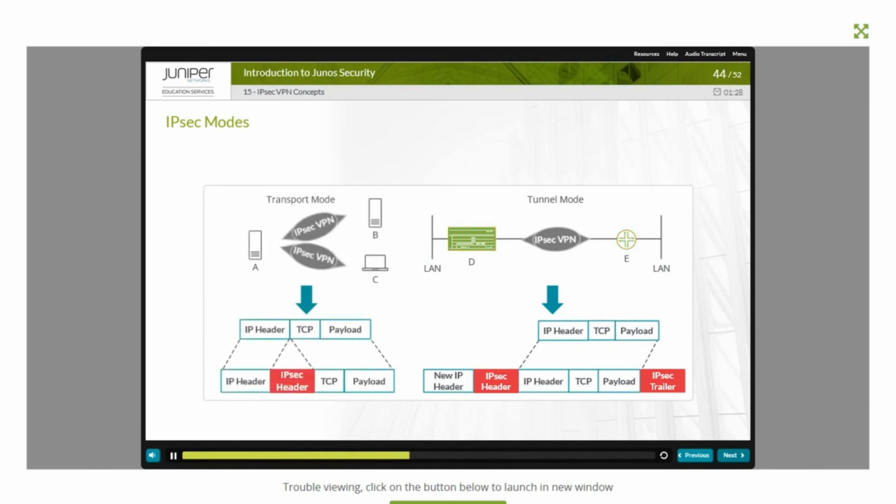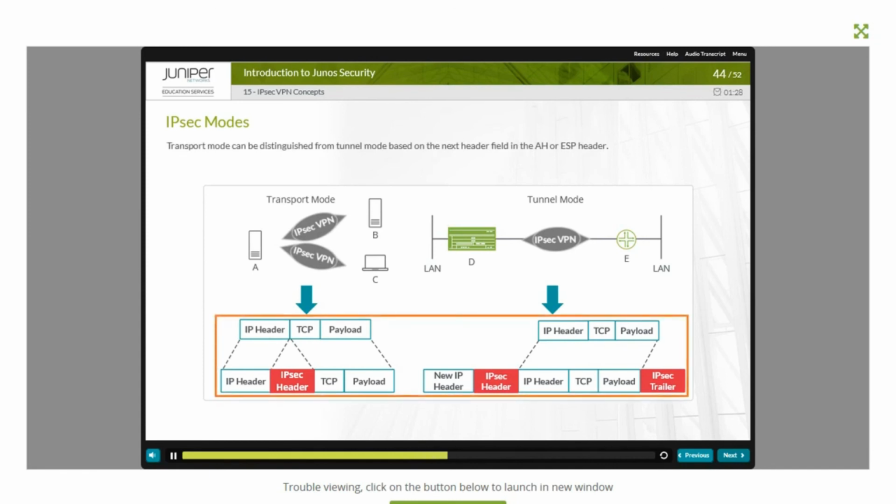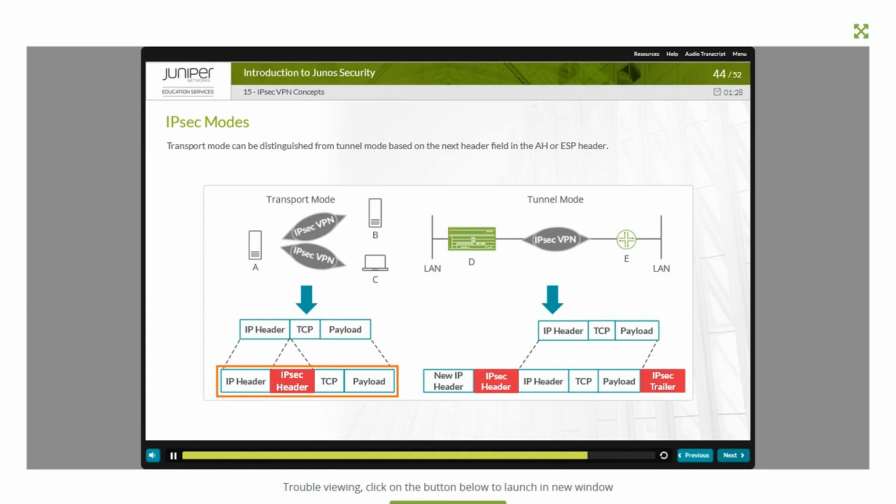There is no explicit way to set the mode. What distinguishes transport mode from tunnel mode is the next header field in the AH or ESP header. If the value is IP, it means that the packet encapsulated an entire IP datagram, so it uses tunnel mode to secure connection between two gateway devices. If there is any other value such as TCP, UDP, or Internet Control Message Protocol or ICMP, there is no outer IP header, so it uses transport mode to secure an endpoint-to-endpoint connection.